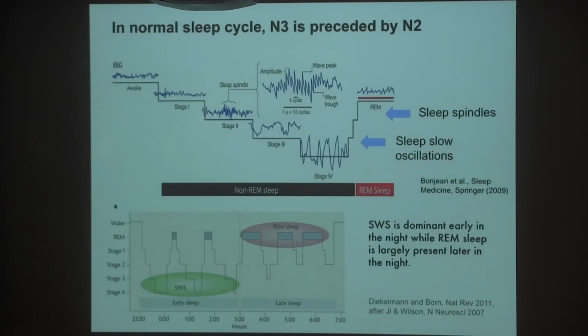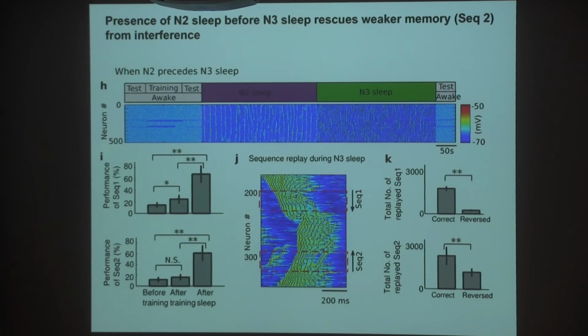However, as I mentioned earlier, stage 3 usually happens after stage 2, and there are stages of sleep. And what I showed before was pure stage 3 slow oscillation type of activity. So what happens if we actually add stage 2 sleep before stage 3? Now it's exactly the same protocol, sequences trained for the same amount of time. But now we have a period of stage 2 sleep followed by stage 3.